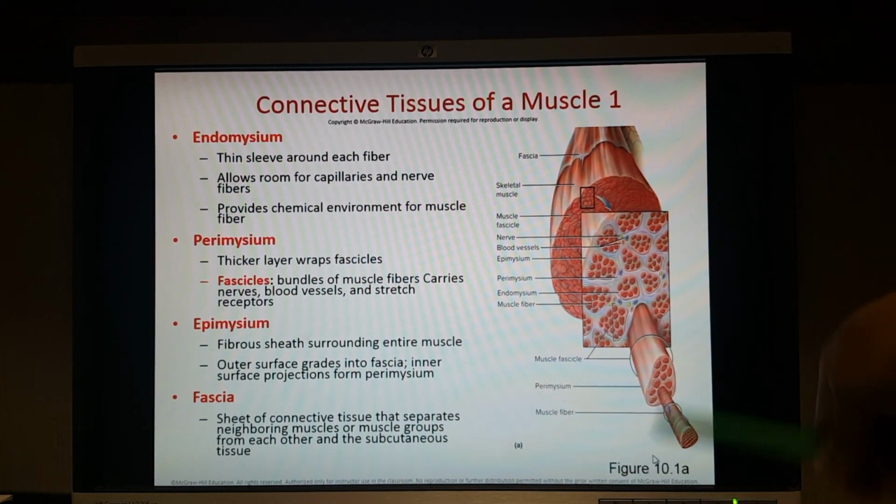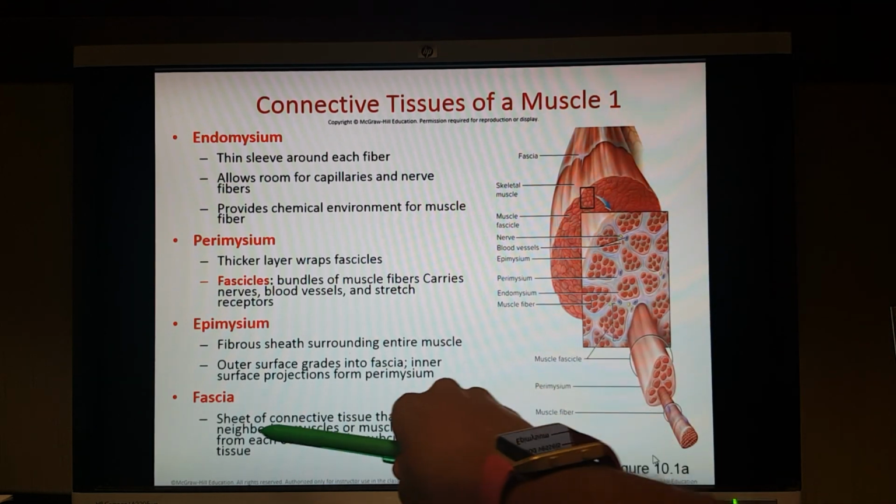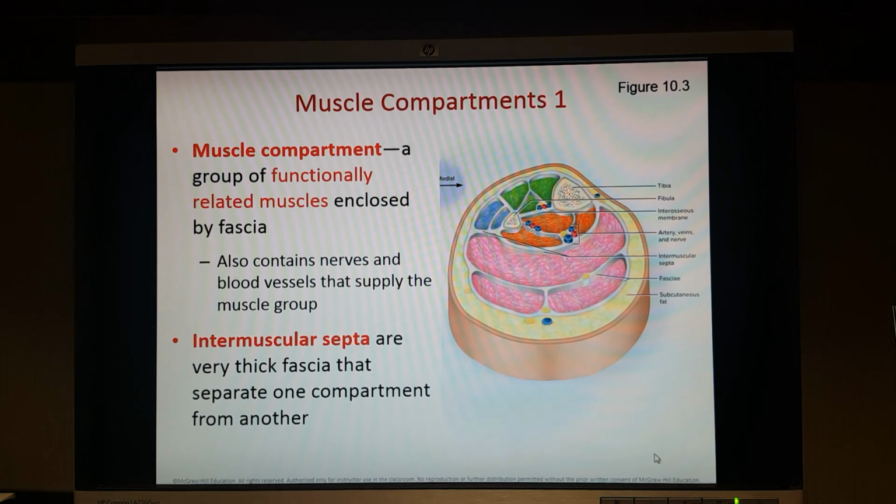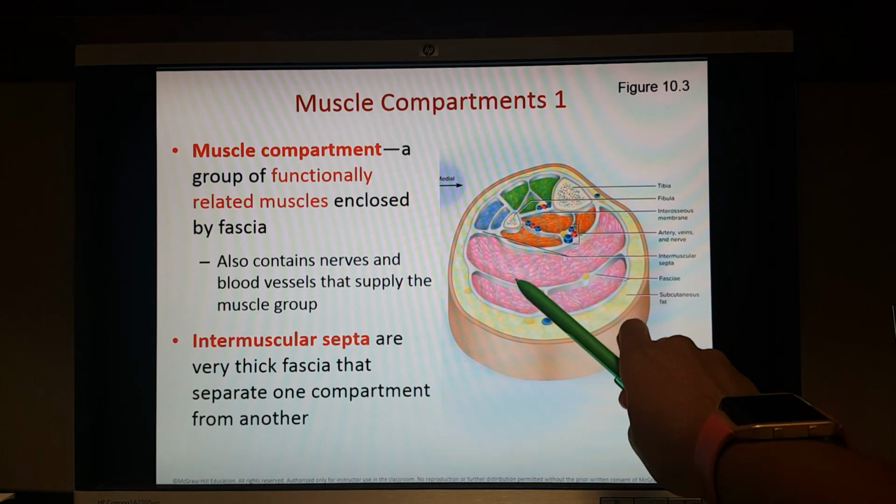Then a couple of muscles that work together for a particular function or a particular movement, those muscles are wrapped in another type of connective tissue called a fascia. The last connective tissue wrapping that helps to not only protect but also keep your different muscle organs from rubbing up against each other is a septa. So these intermuscular septa are a lot thicker than just your regular fascia, and they help to separate your muscle compartments from each other.